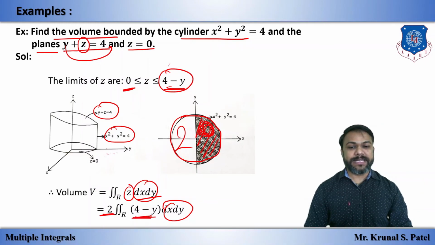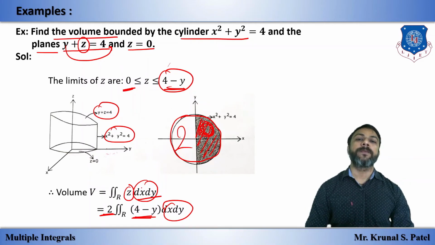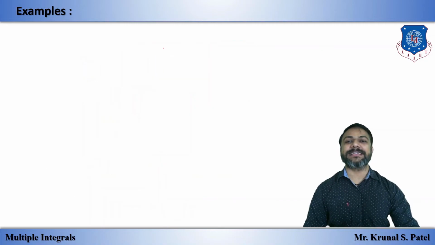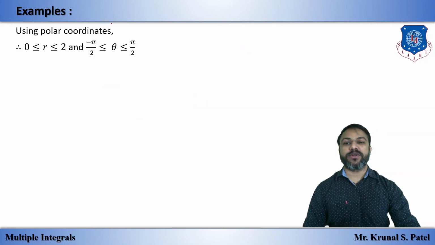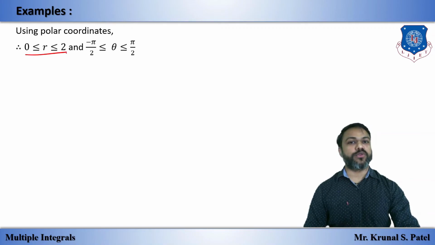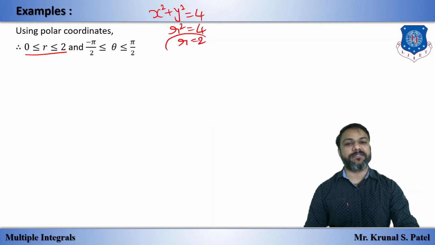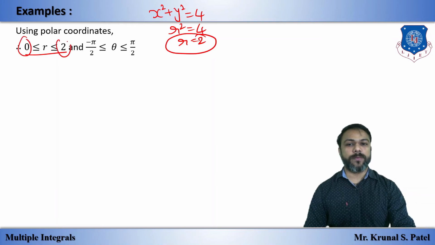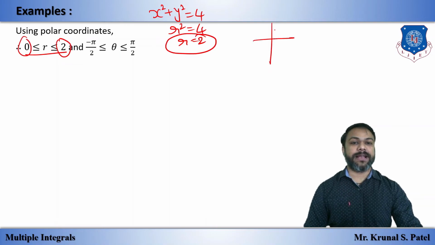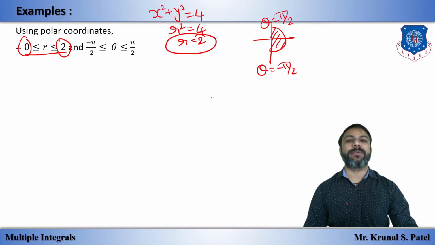Now it is easy to calculate, but if it is complicated, then you can convert into polar coordinates. Here in this example I have converted into polar coordinates. So in polar coordinates, r goes from 0 to 2, because of the circle x square plus y square is equal to 4, that means r square is equal to 4, so the radius r is equal to 2. And theta, as we have seen in the graph, we are taking this part, that means theta is equal to minus pi by 2 to pi by 2, and we will multiply with 2.